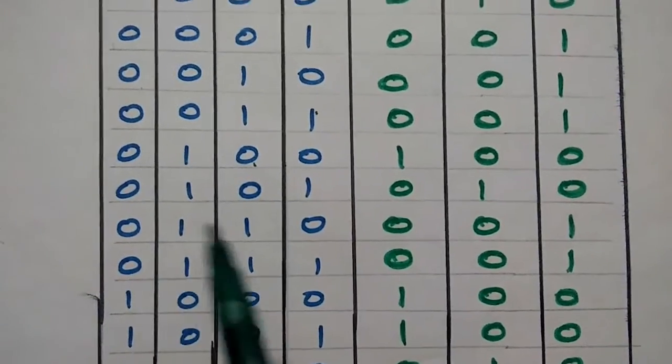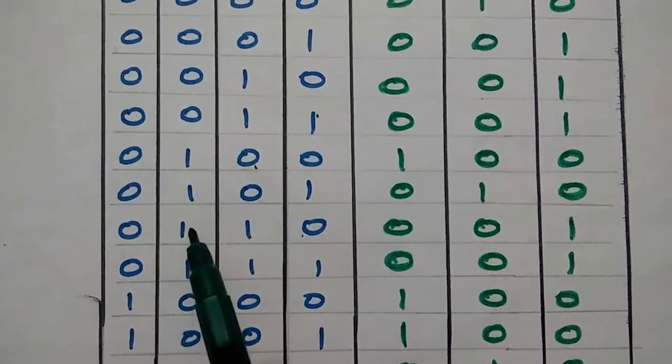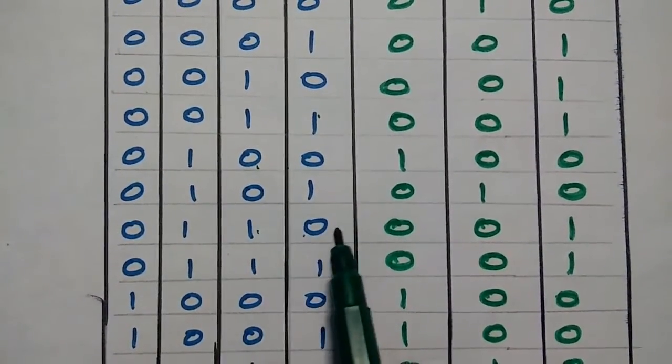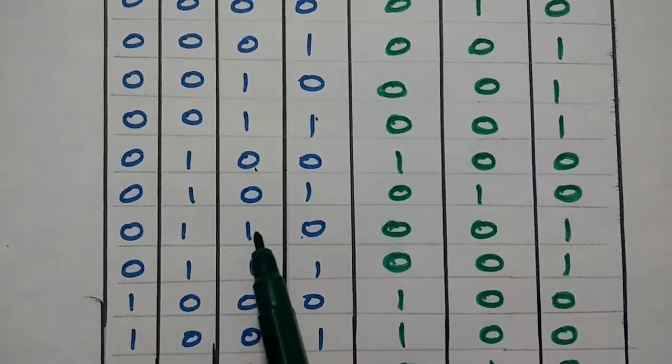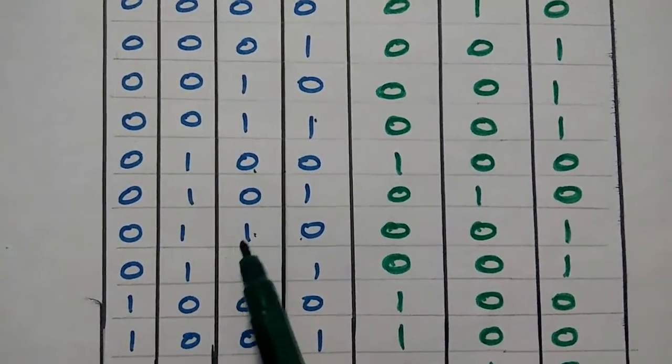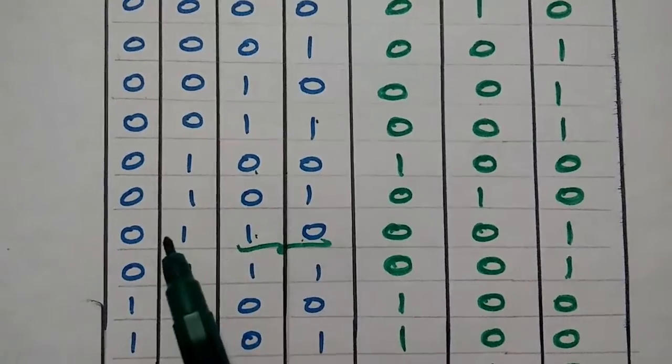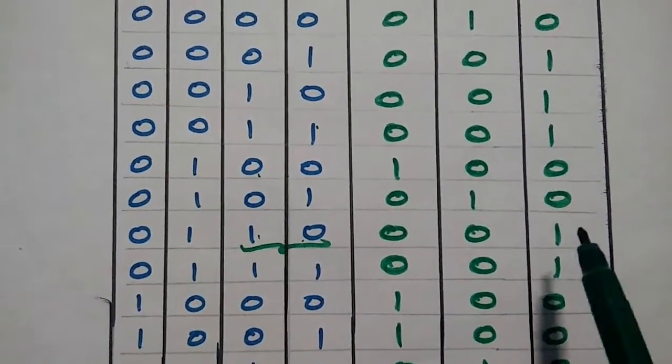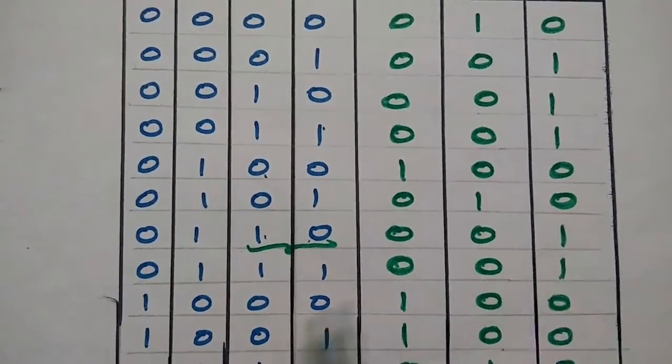Likewise 0, 1, 1, 0. Here it is 0, 1. It is 1, 0. So this is the greater number. This is 2. This is 1. So B is greater than A. So we can put 1 for this, A less than B.